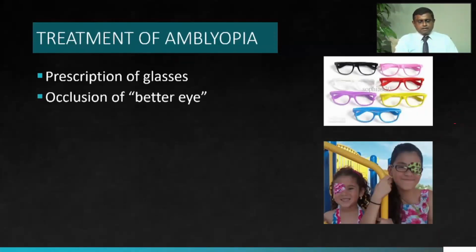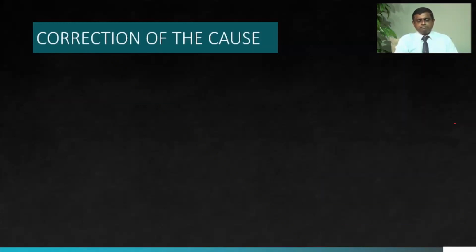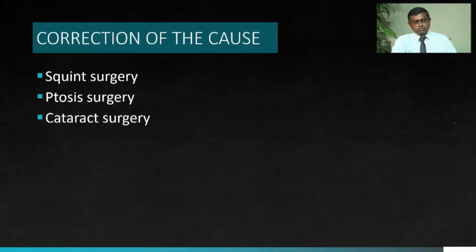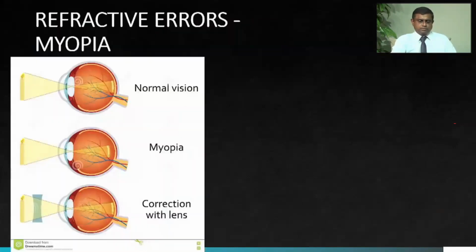So how we treat amblyopia is, if it is related to refractive errors, we prescribe glasses first. If it is not improving vision, then we have to do occlusion therapy. There we occlude the better eye and allow the weaker eye to be used by the child for a prolonged period of time, hoping the cortical pathways will regenerate. And we have to monitor for the compliance of the child. So correction of the cause is an important step in managing amblyopia. So it may involve surgery for squint, surgery for ptosis, or surgery for cataract as well.